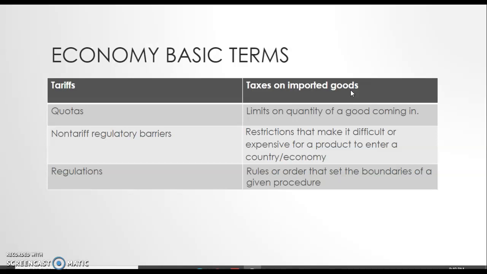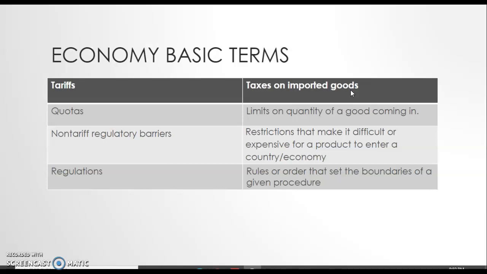And so, quotas. Now, quotas are an example of the thing below that, which are non-tariff regulatory barriers, which is a broader category. But a quota is another form of a control on goods that are imported, things coming in. But it's not a tax. It's not an amount that you, as a seller, are required to pay. Instead, it's just a restriction on the quantity of a good coming in.